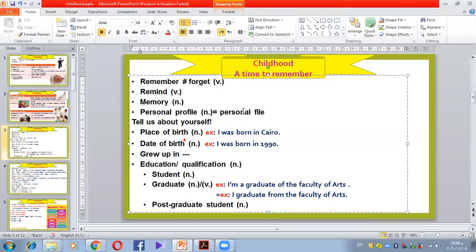So if you start telling something about yourself, what can you say about yourself? We can have some information like place of birth. Place of birth means the place that you were born in. I was born in Cairo, for example. Date of birth is the date, or the year, I was born. I was born in 1990. I am going to speak about the date, but not now, after I finish this part.